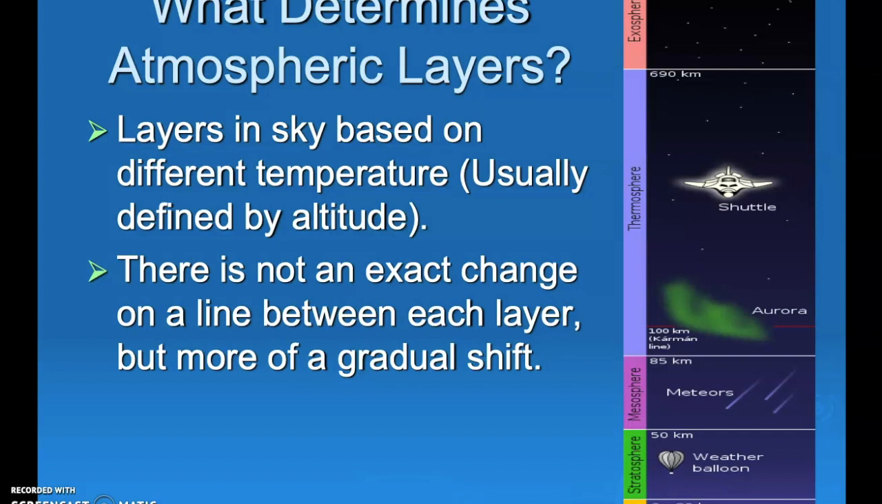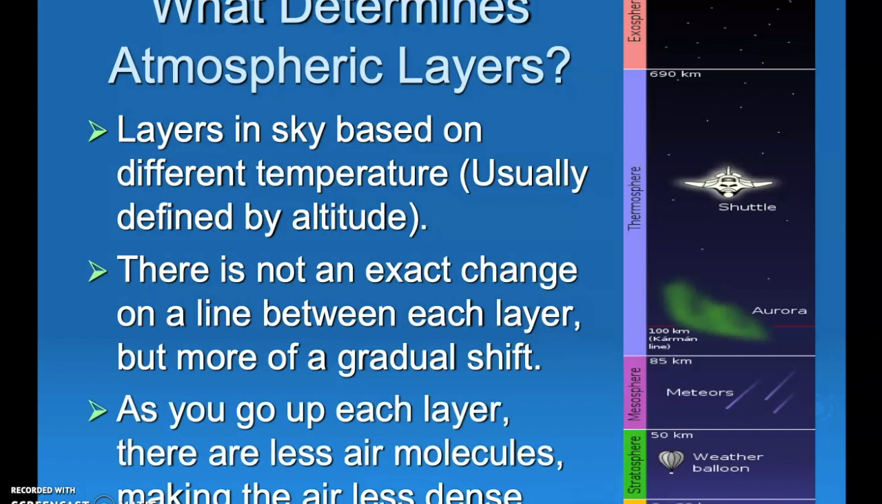And there's not an exact change on a line between each layer. It's more of a gradual shift. And something else that's really important to know is as you go up each layer, there are fewer air molecules, and that makes the air less dense. And so as you travel up higher in altitude, because the air is less dense and there's less pressure being exerted, you would really struggle to breathe.